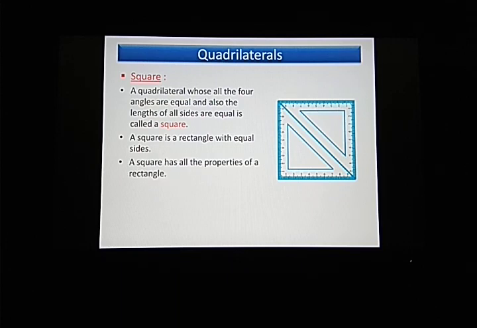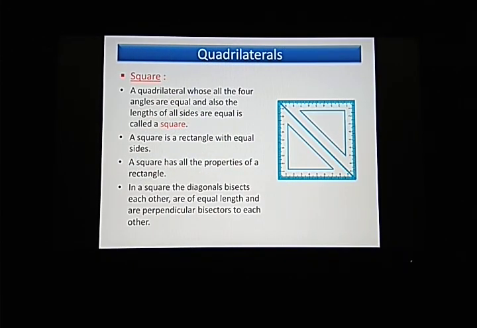Next thing, a square has all the properties of a rectangle. So we have already discussed the rectangles a while ago, and that same thing applies in the case of a square. Next is, in a square the diagonals bisect each other. Same thing just like a rectangle. But here one more added feature is there. The diagonals are of equal length just like a rectangle, and also they bisect each other.